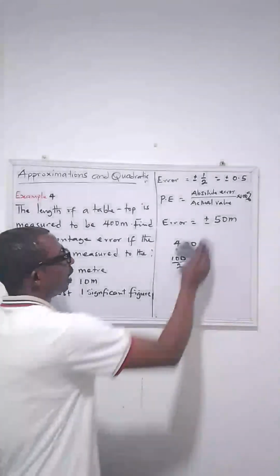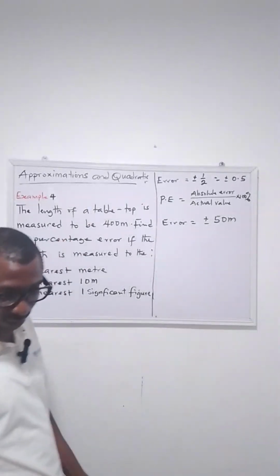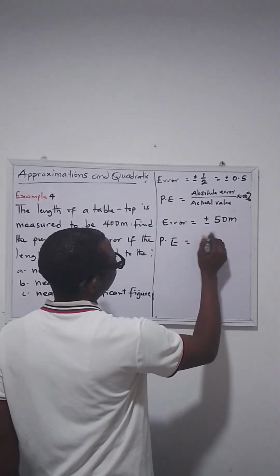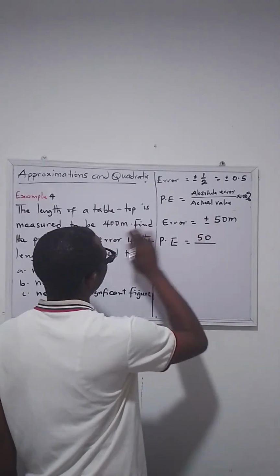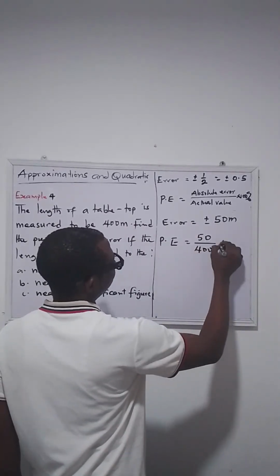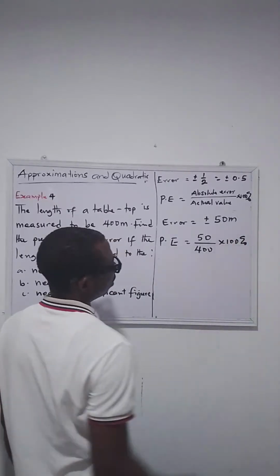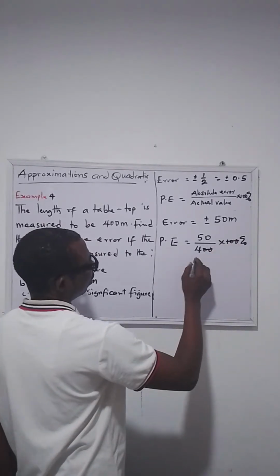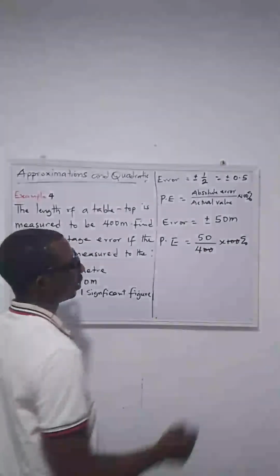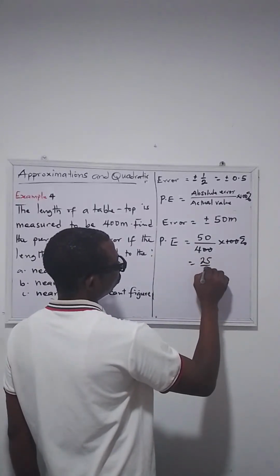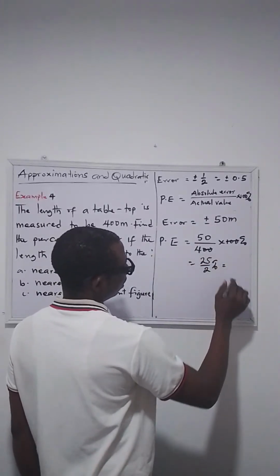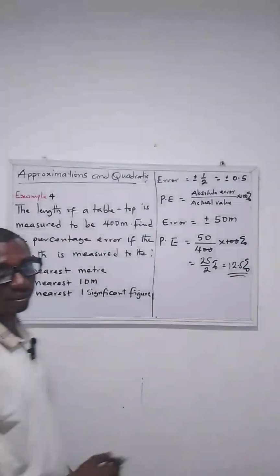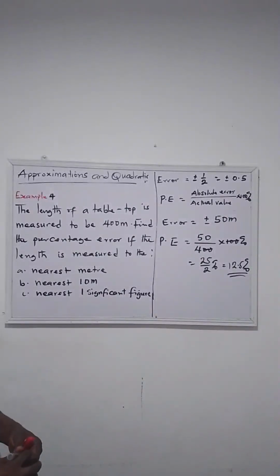So now let's get the percentage error. Percentage error is absolute error, that's 50, over actual value, which is 400, times 100%. This cancels this, so we have 50 over 4, and that is 25 over 2%, which is 12.5%. So that's what we have as the answer. All right, I want to believe you understand that.